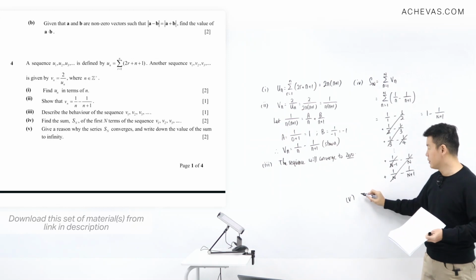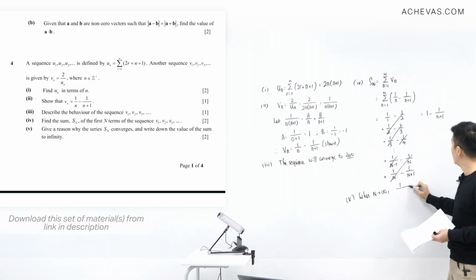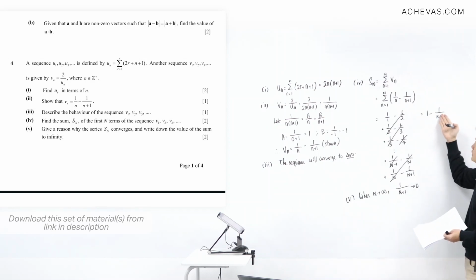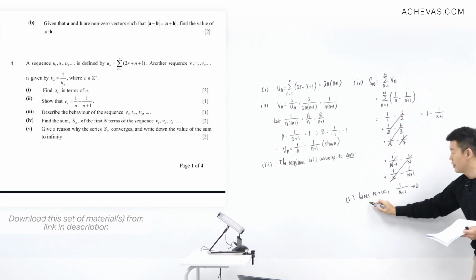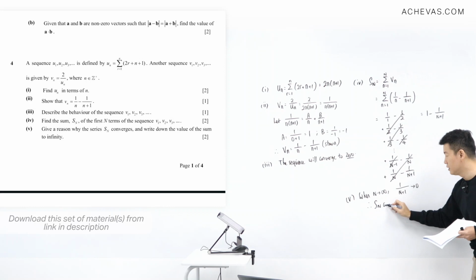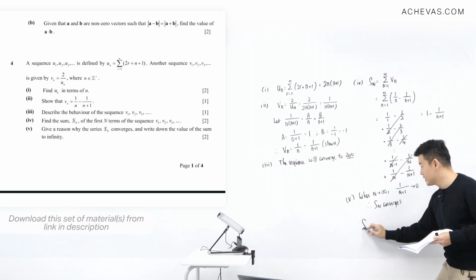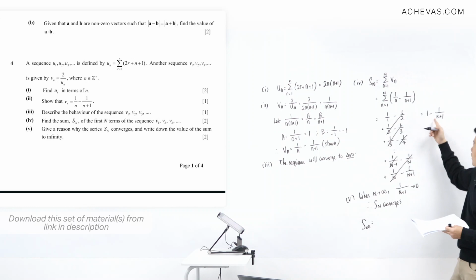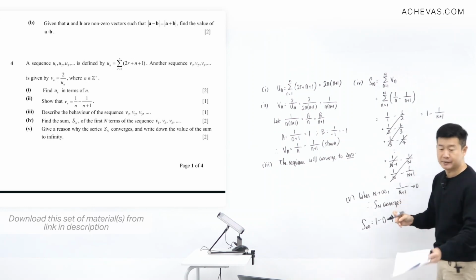So why is it converging? Because when n tends to infinity, 1 over n plus 1 will tend to 0. And this is the only term that affects Sn. So if this converges, Sn will converge also. Therefore, Sn converges. And write down the sum to infinity. So we are writing down sum to infinity, which is going to be 1 minus 0. So the sum to infinity is equal to 1.